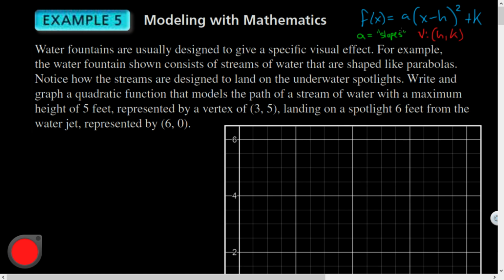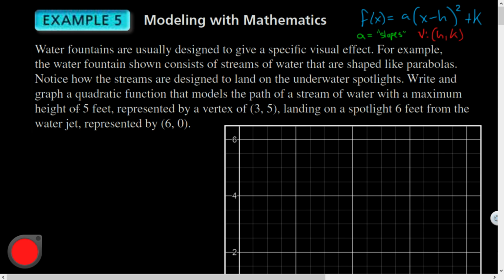For example, the water fountain shown below consists of streams of water that are shaped like parabolas, because thrown objects behave like parabolas, and water molecules behave like parabolas when they're thrown through the air on planet Earth, as well as other planets, as long as they have some form of gravity. Notice how the streams are designed to land on the underwater spotlights. I don't have the pictures here, I'm sorry.